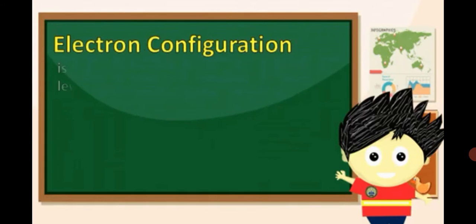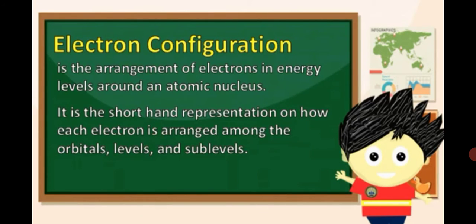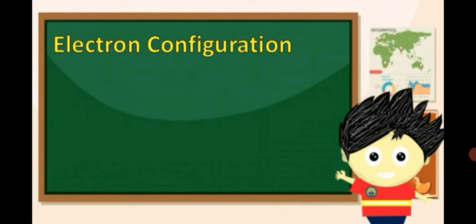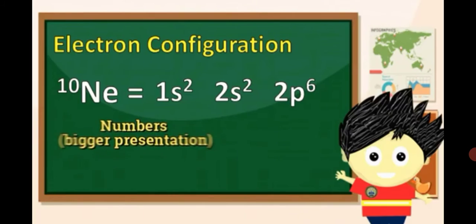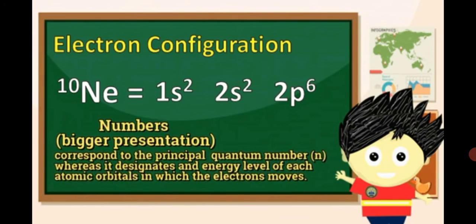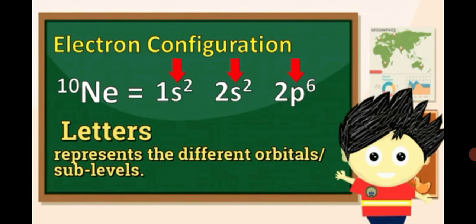Electron configuration is the arrangement of electrons in energy levels around an atomic nucleus. Further, it is the shorthand representation of how each electron is arranged among the orbitals, levels, and sublevels. Usually, sa tinatawag nating electron configuration, makikita natin dito na ito ay represented ng numbers, letters, at superscript. The number corresponds to the principal quantum number, whereas it designates the energy level of each atomic orbital in which the electron moves. The letter presented on the electron configuration represents the different orbitals or sublevels.